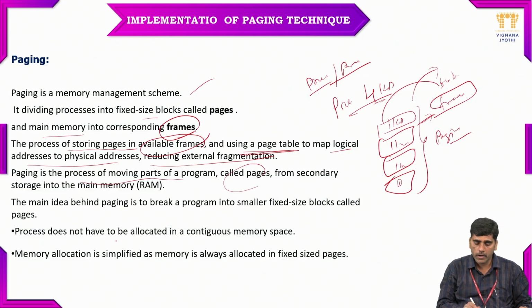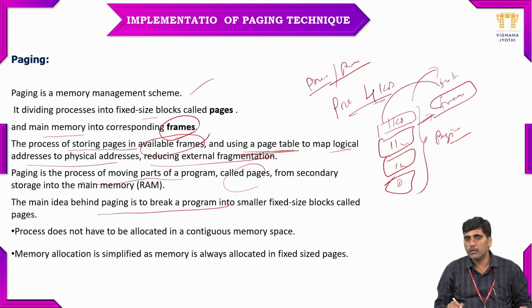The main idea behind paging is to break a program into smaller fixed sized blocks, and a process does not have to be allocated in contiguous memory. We have seen so many memory allocations, where each process must be allocated in the first fit, best fit, or worst fit manner. Here the process does not have to be allocated in contiguous memory space.